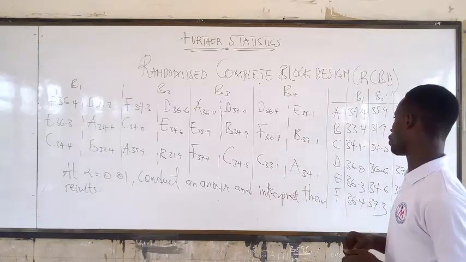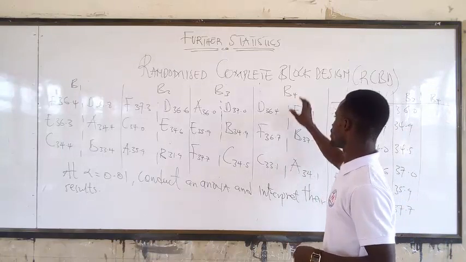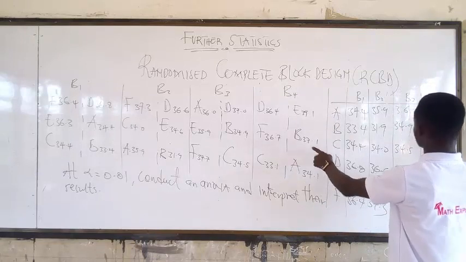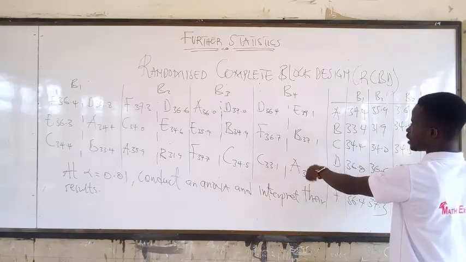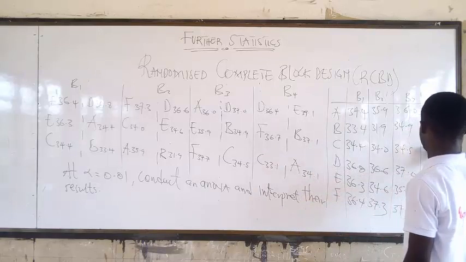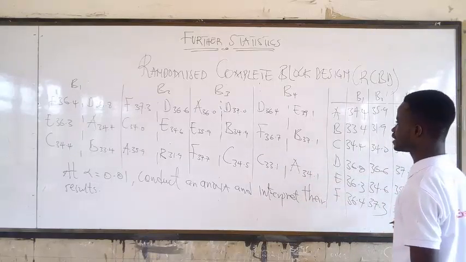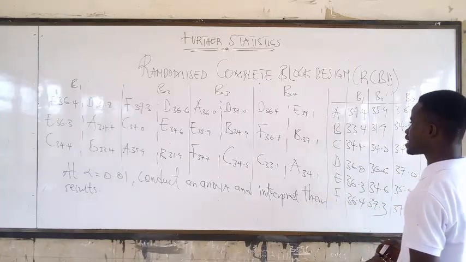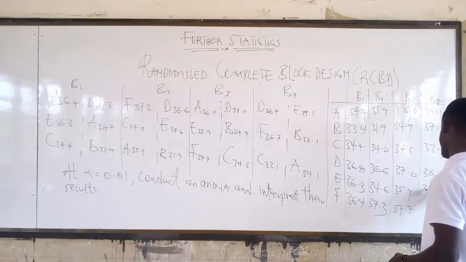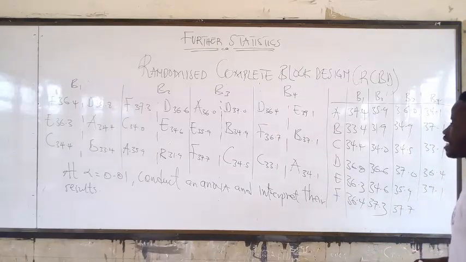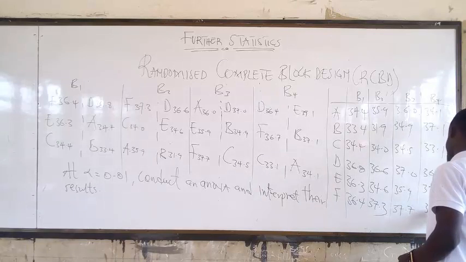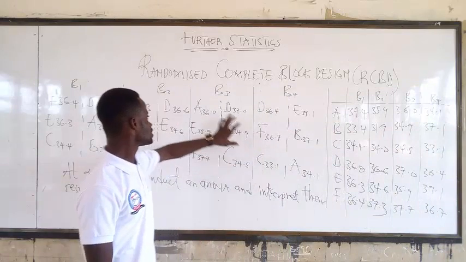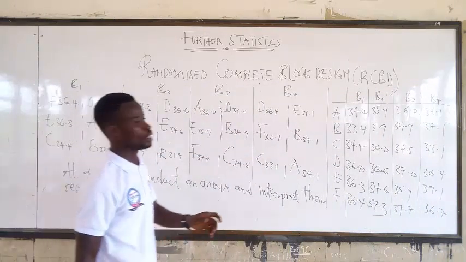Let's come to the B4. So now, in the B4, the A is 34.1. The B, 37.1. The C, 33.1. The D, 36.4. The E, 39.1. The F, 36.7. Beautiful.